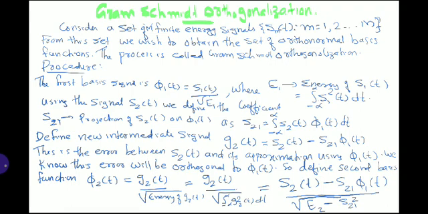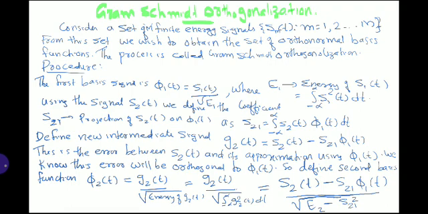In the first step, we will take phi_1(t) as s_1(t) divided by root E_1. We know that phi_1(t) should have norm 1. We have already seen this is orthonormal, so each has norm 1. To make the norm 1, we take phi_1(t) as s_1(t) by the root of its energy. Then you can see that the norm becomes 1. If you divide a signal by the root of its energy, its norm becomes 1.